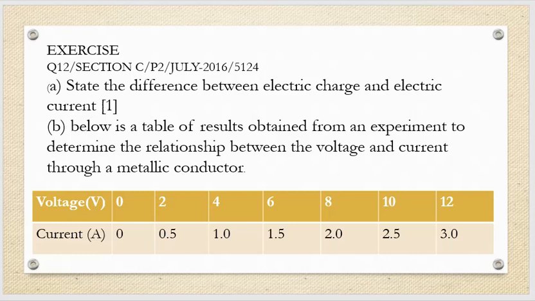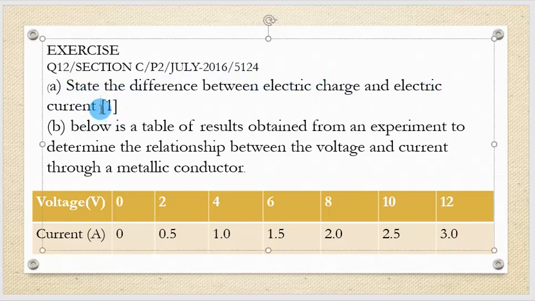Let us now look at the exercise that you're supposed to do. This exercise was actually question 12, section C, paper 2, July 2016, 5124. This is Examinations Council of Zambia for GCE for 2016. So let me just go through with you. State the difference between electric charge and electric current. So this is not asking you to start defining, no, to say an electric current is this, well, no, that's not what it means to differentiate. State the differences. Okay, that's the first question, and you earn yourself a mark.